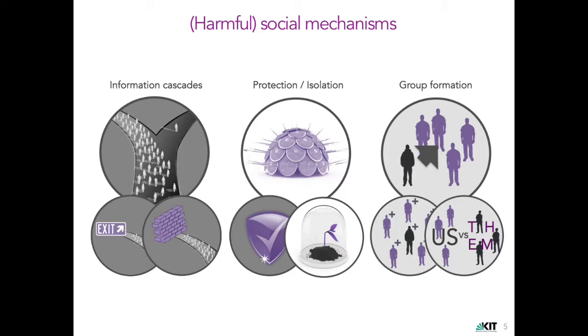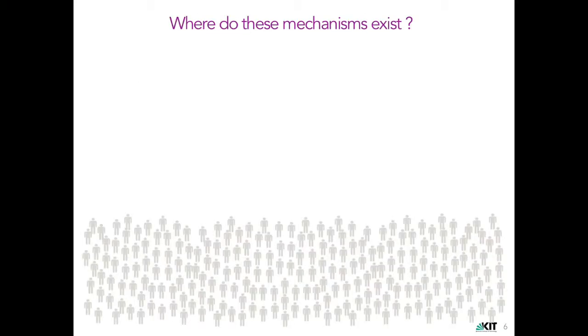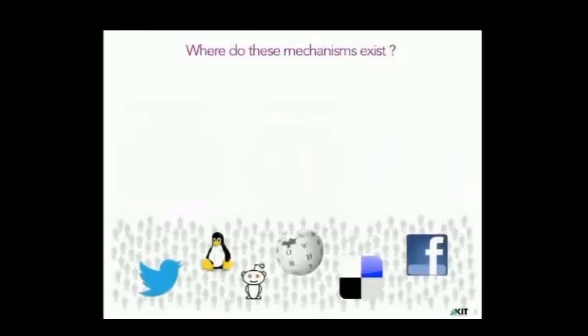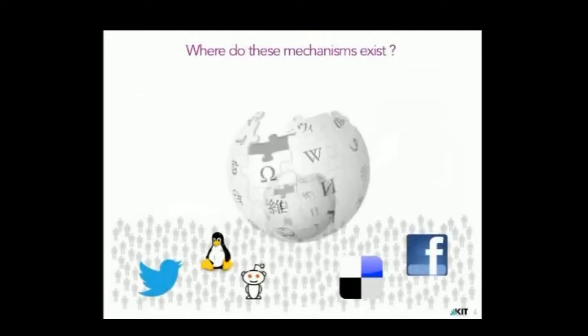So where do they exist, these mechanisms? Probably everywhere in society, but I wanted to look at where they exist online, in online collaboration platforms, and especially Wikipedia, because this is an important platform. You get so much information from it. It has over 50 million unique visitors per day reading information on Wikipedia.